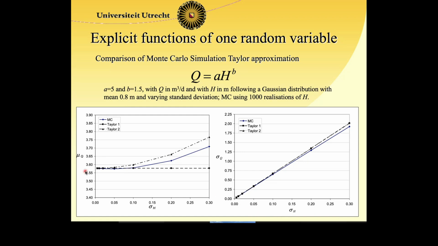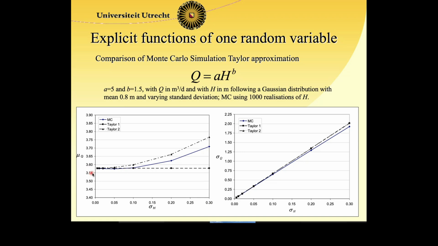And what is seen is that this is the exact one. So there's a function of the discharge as a function of the standard deviation. You can see actually that the discharge increases if the standard deviation increases, and that is because if B is larger than 1, then larger excursions of H have a bigger impact on Q than smaller excursions of H, because of the value of B being larger than 1.